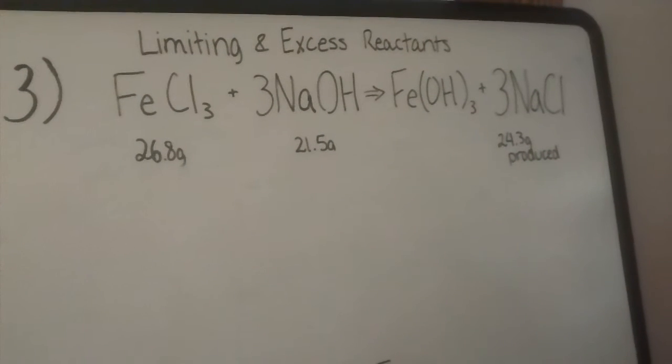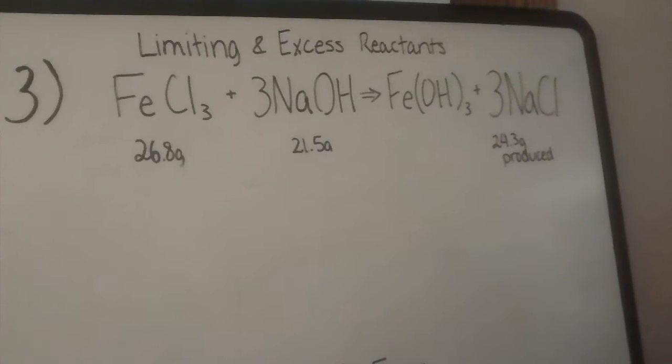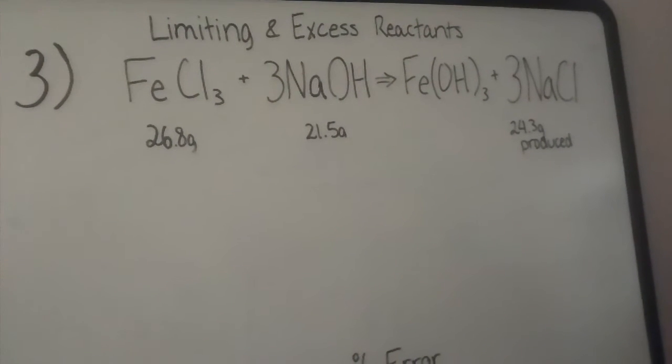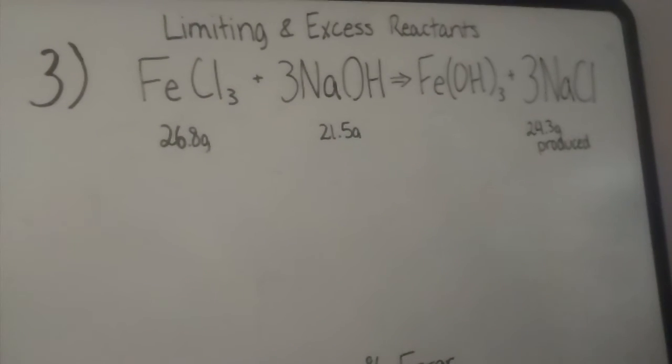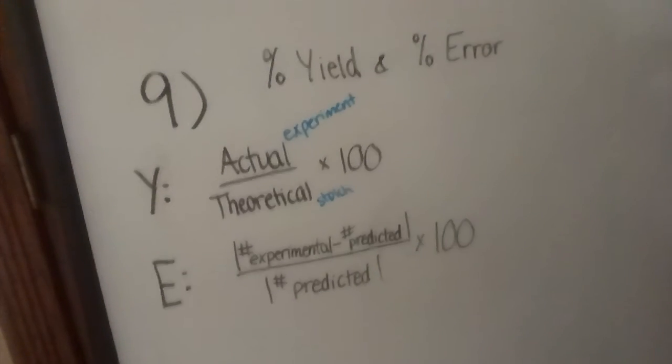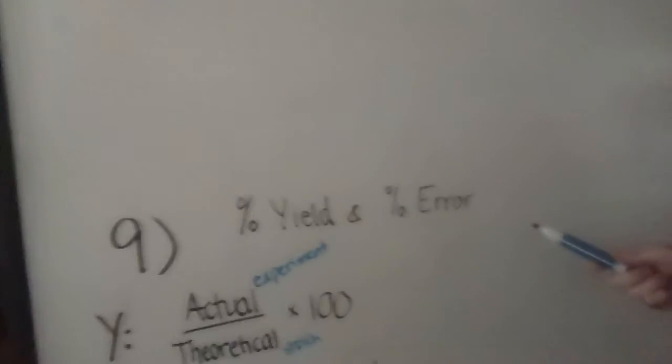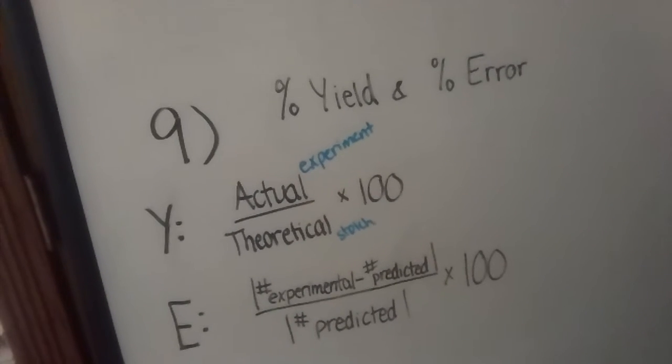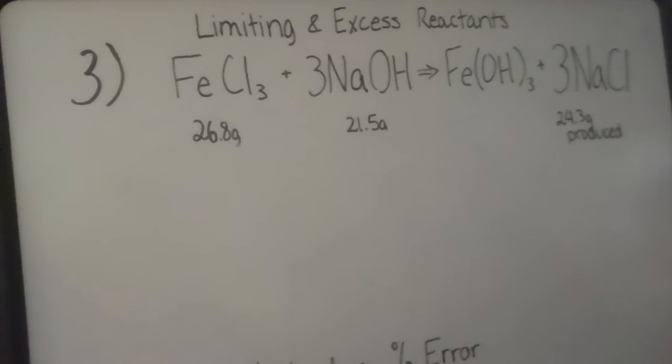Alright, so I'm going to talk about some objectives from Chapter 7. This is the third objective and the ninth objective. This one talks about limiting and excess reactants, and the ninth objective talks about percent yield and percent error. So to start with, limiting and excess reactants.